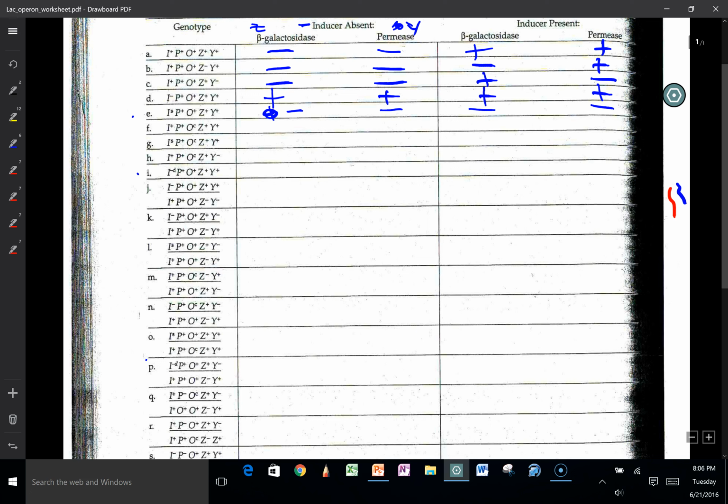Now here's another mutant in F. That's a mutation in the operator. So instead of being O plus being wild type, it's O^C. That's a mutation where the repressor cannot bind onto the operator. So it's the operator that's mutated. The repressor binds the operator because the operator has a specific DNA sequence. If you change that DNA sequence by a mutation, then the repressor can't bind it anymore. So whether you have a regular repressor or a super repressor, doesn't matter, it can't bind. If the repressor can't bind to the operator, then the genes are always on.